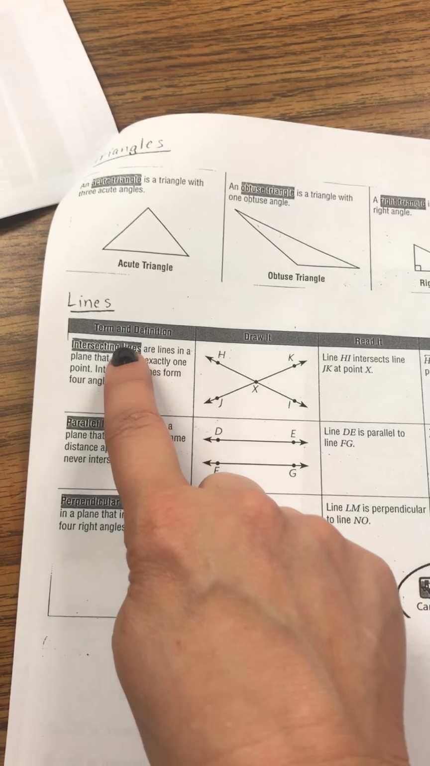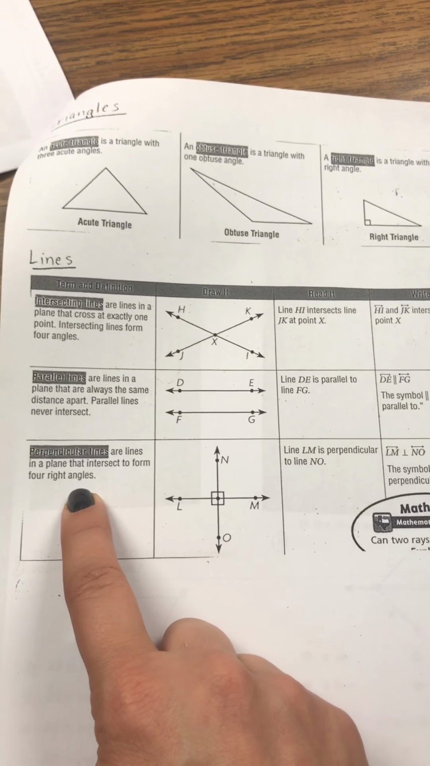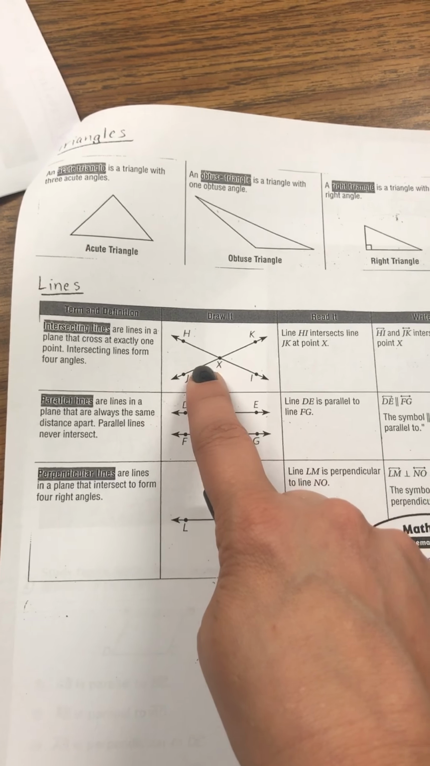You go back to the vocabulary, and in your packet on that last page, it tells you and shows you what intersecting, parallel, and perpendicular lines look like. Read the descriptions, look at the picture examples, before you make your choice.